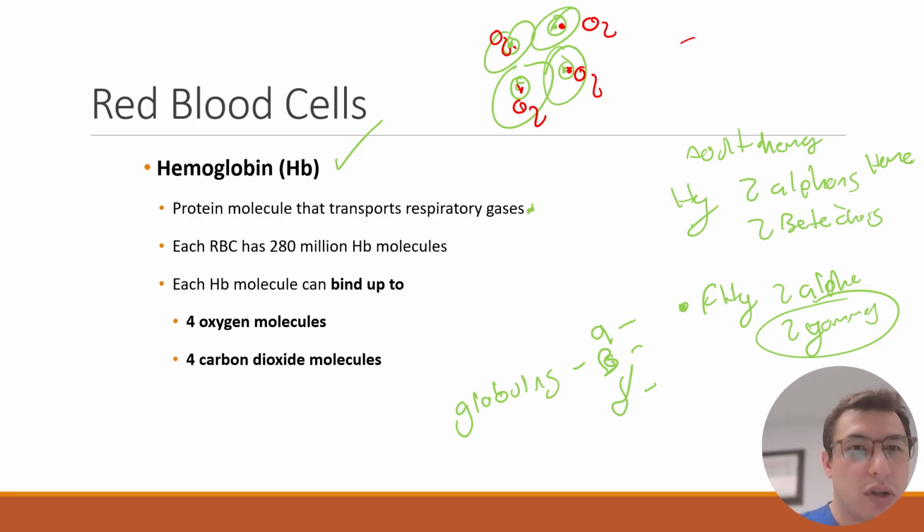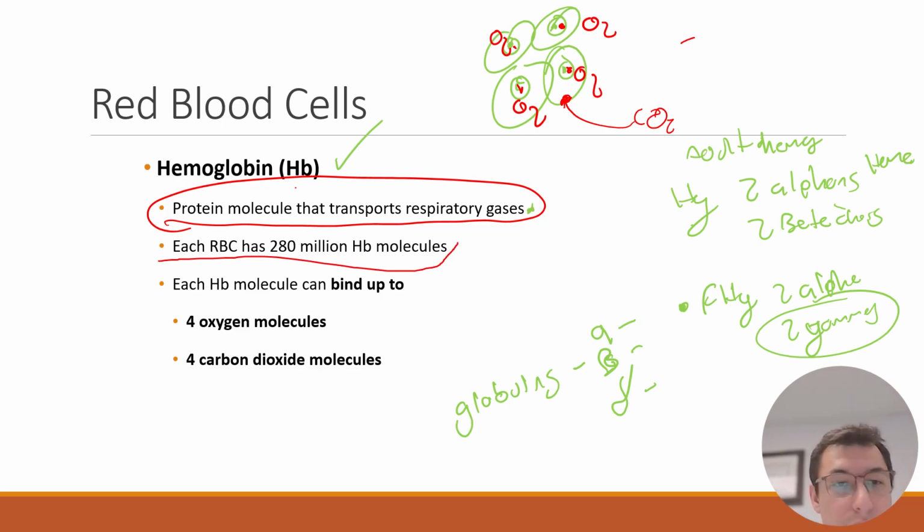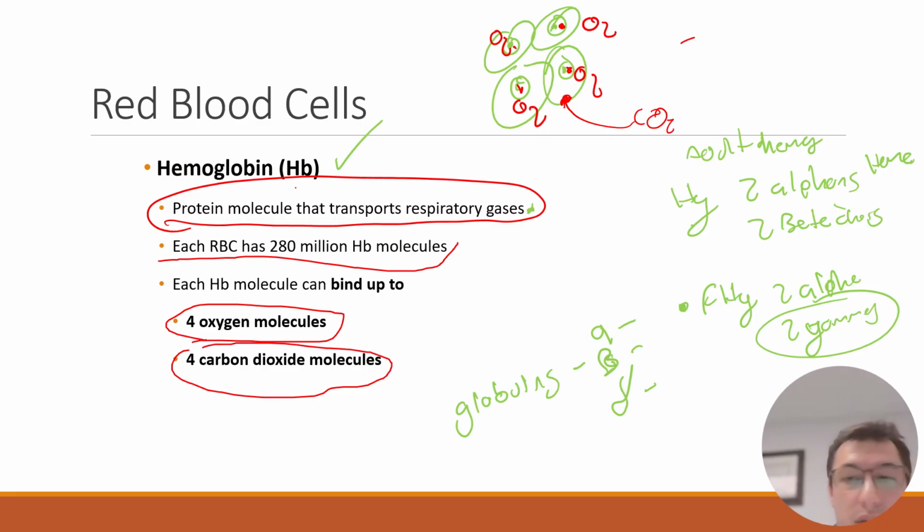Okay, so hemoglobin, we talked about, let me just go ahead and put this in here. It's a protein molecule that transports respiratory gases. Where is the respiratory gas? The oxygen, and it is carried through that heme. CO2, the other respiratory gas, travels more so in the periphery. It doesn't go into the heme group. There are multiple red blood cells, there are millions. Now each hemoglobin molecule can bind four molecules of oxygen and four molecules of carbon dioxide, but the carbon dioxide will be on the periphery.